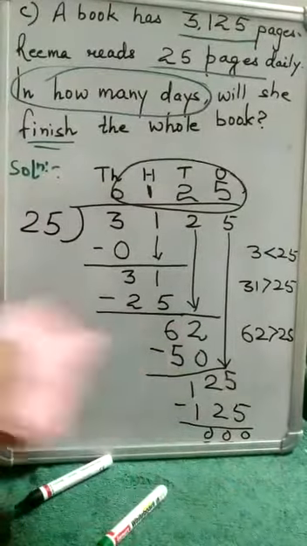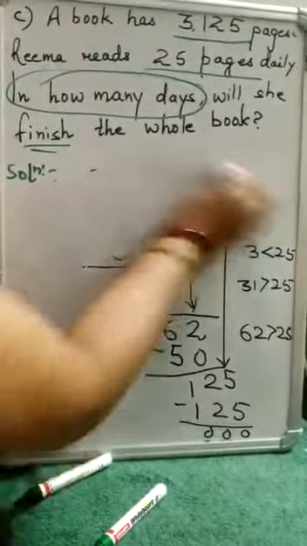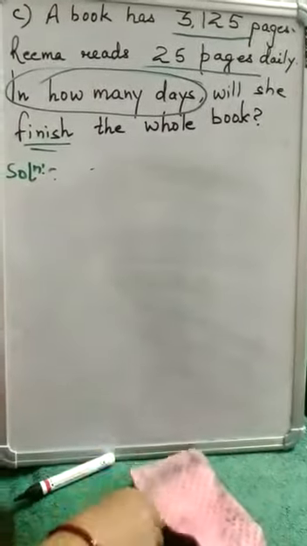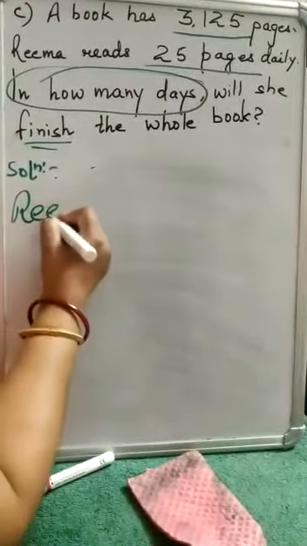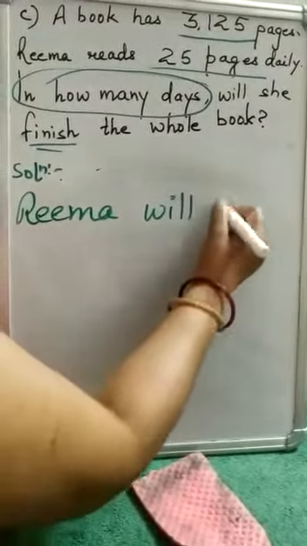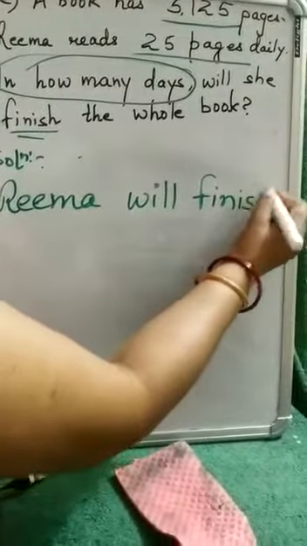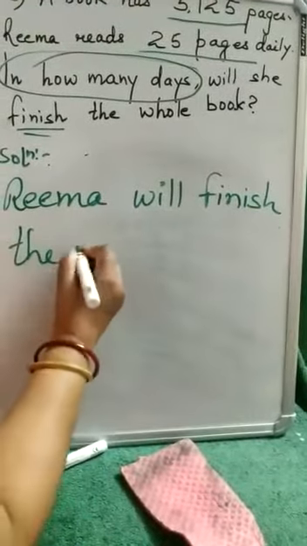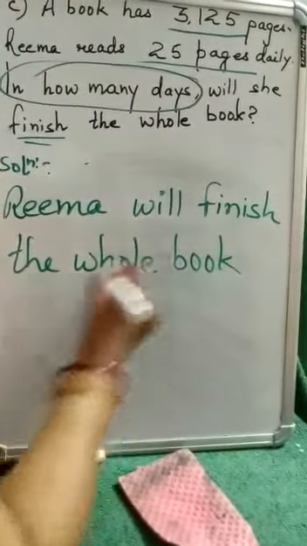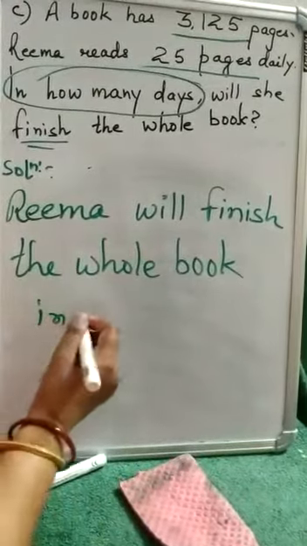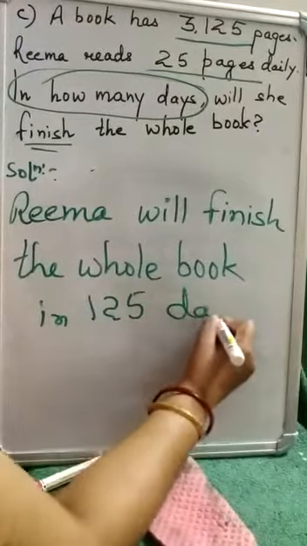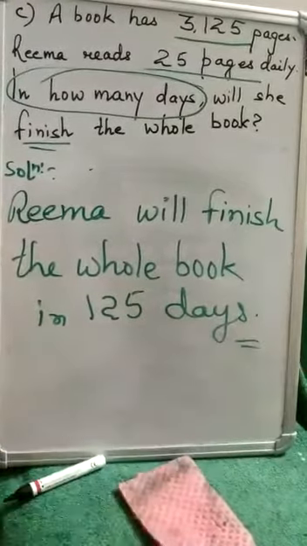Okay, so the final answer is: Rima will finish the whole book in how many days? In 125 days. This is the answer.